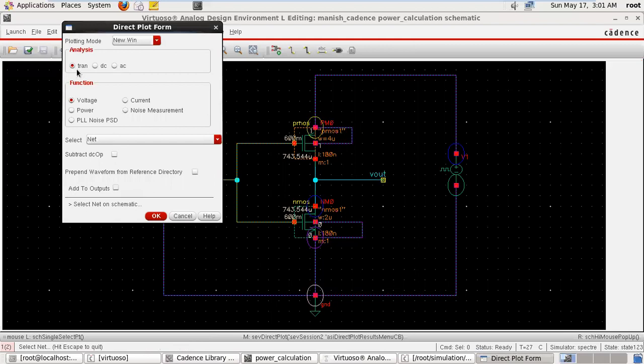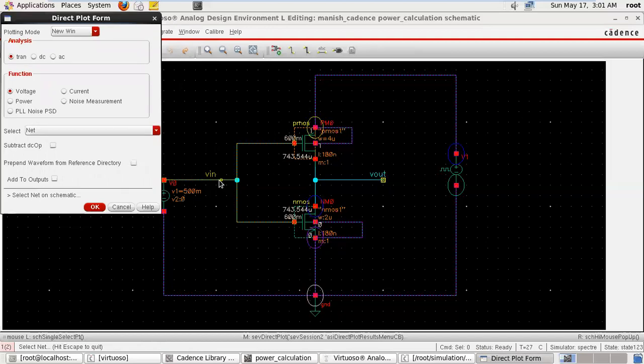In transient, there are the analyses: voltage, current, power, noise measurement. When we are selecting voltage, again here is the net. Net is the particular node. For differential net, you have to give the difference of the two voltages, and for instance with two terminals, you have to give the voltage difference between the device. So first we are selecting net, that is, suppose, the input node.